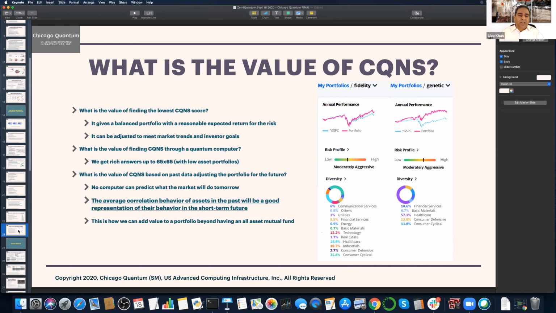That's a good representation of the behavior in the future, at least for a short time. And so that is the real value of the CQNS. The better the CQNS score, again, with the right tweaking on the power, it will meet the objectives of the investor, and we can find some really good answers because we can use different methods to find those jewels in that huge landscape of potential answers, and then you can use them as a starting point.